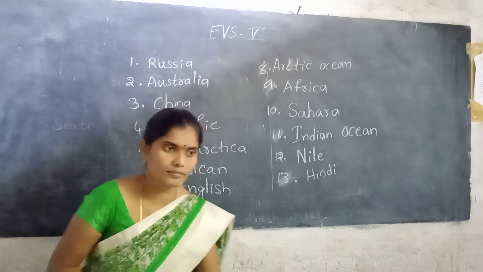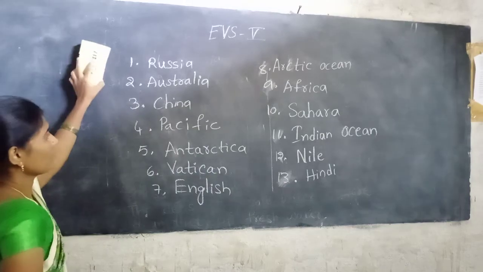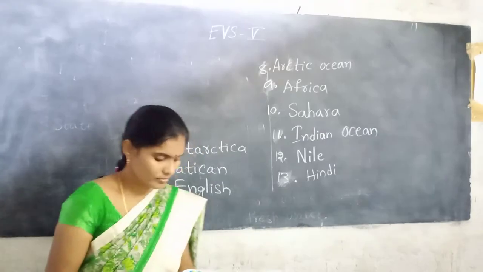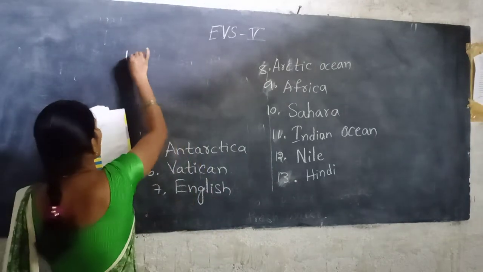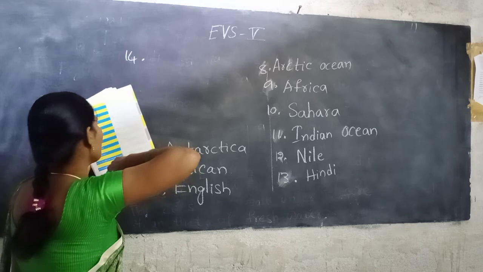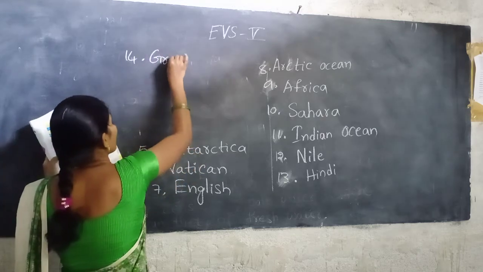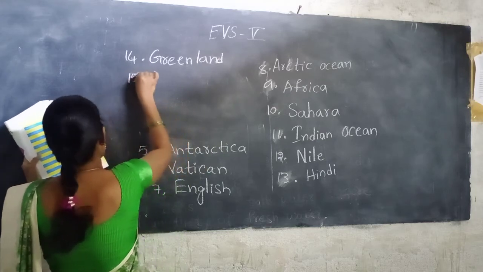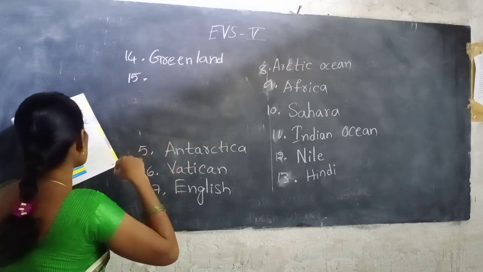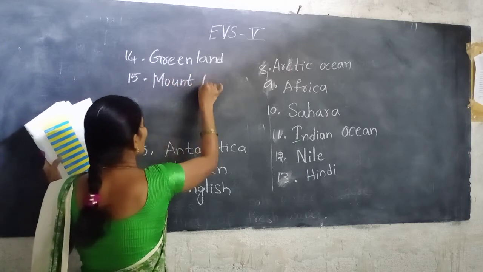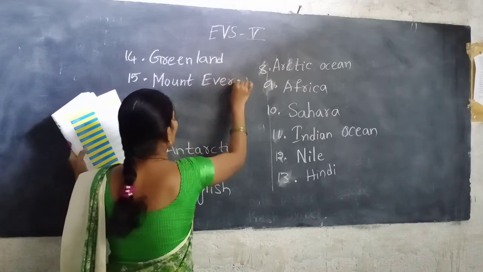Next, 14th one. Largest island is Greenland. Next, the highest mountain is Mount Everest.